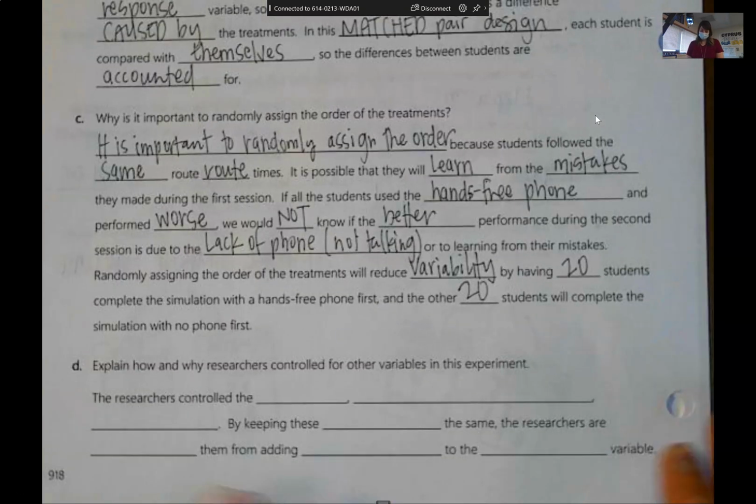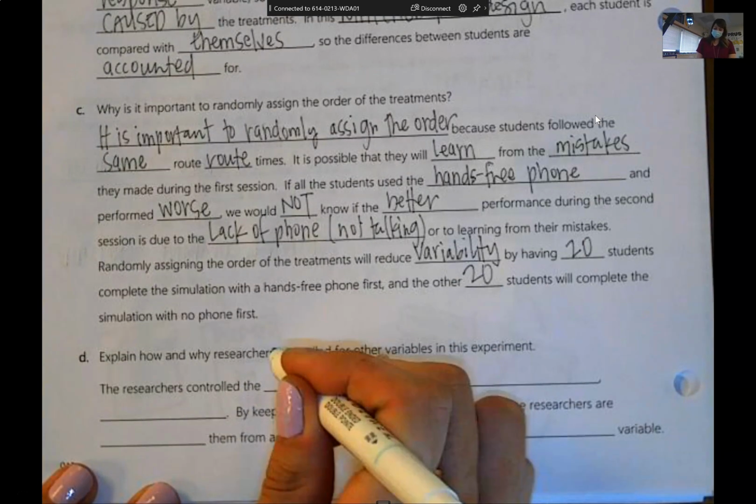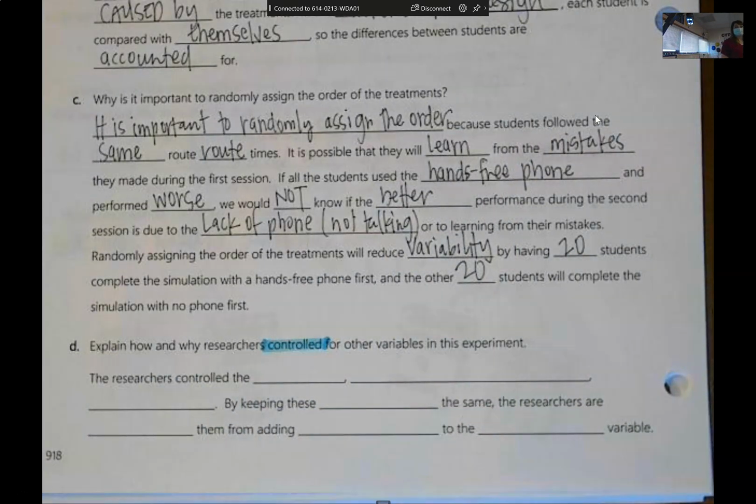Okay, last question. Explain how and why the researchers controlled the other variables. So this goes back to our principles of design, and it's just reminding us we have to have randomness. We have to randomly assign the order, but everything else we can and should control. The more we control, the better power we have to detect a real difference based off of the explanatory variable.